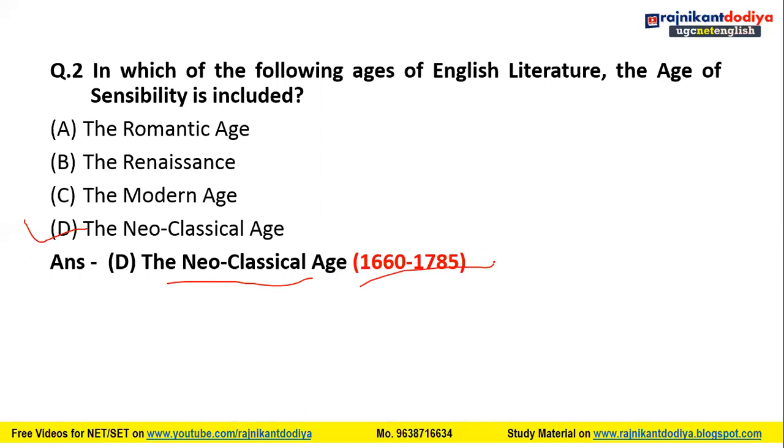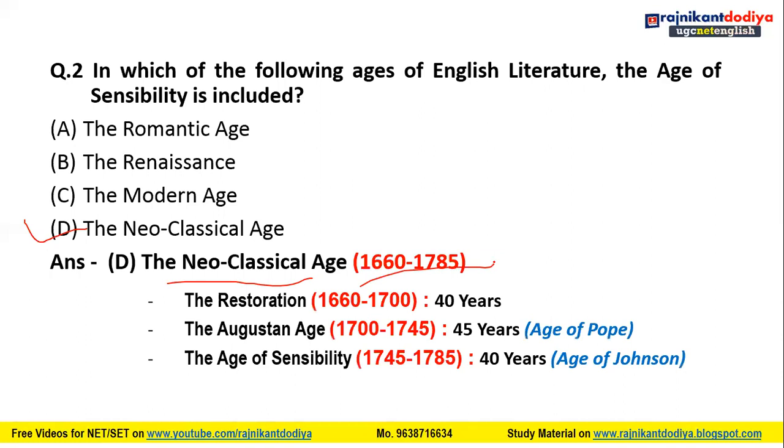Okay, here we can see different periods are included in neoclassical age: the Restoration, Augustan, and age of sensibility. So keep in mind these points. Augustan age is also known as age of Pope, and age of sensibility is also known as age of Johnson.